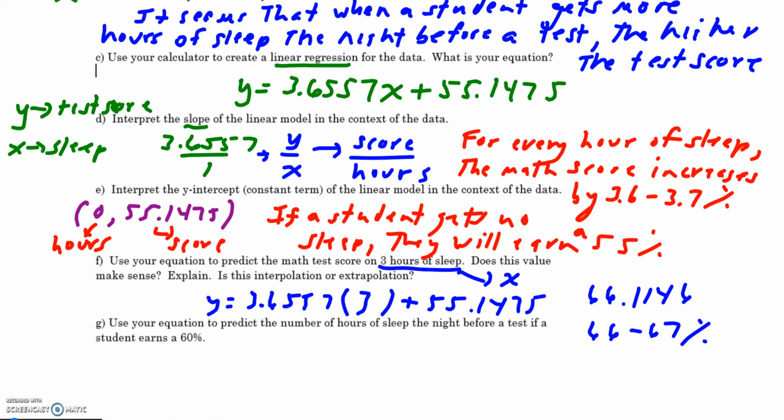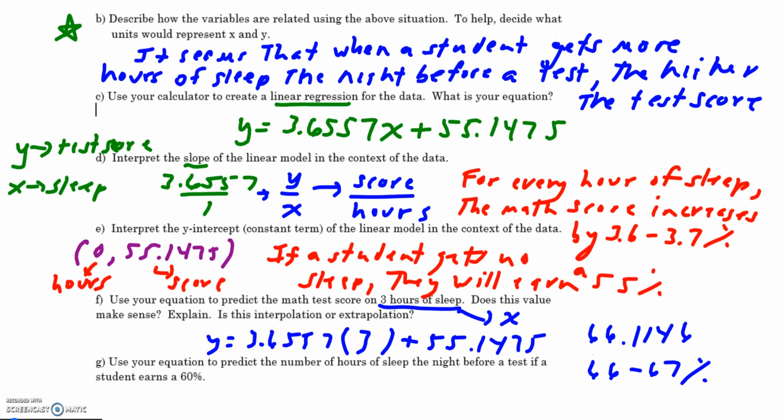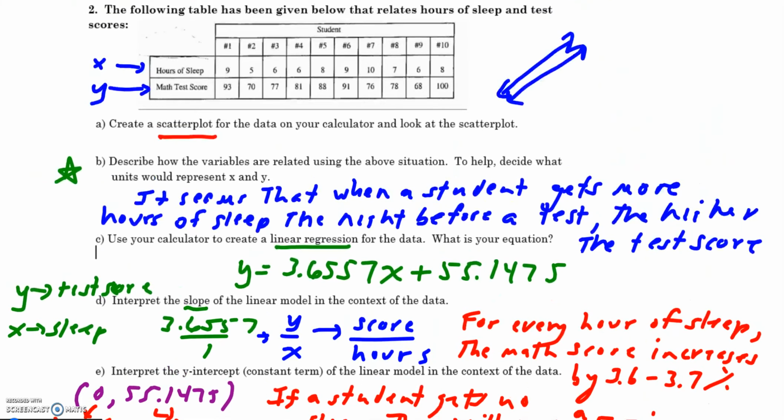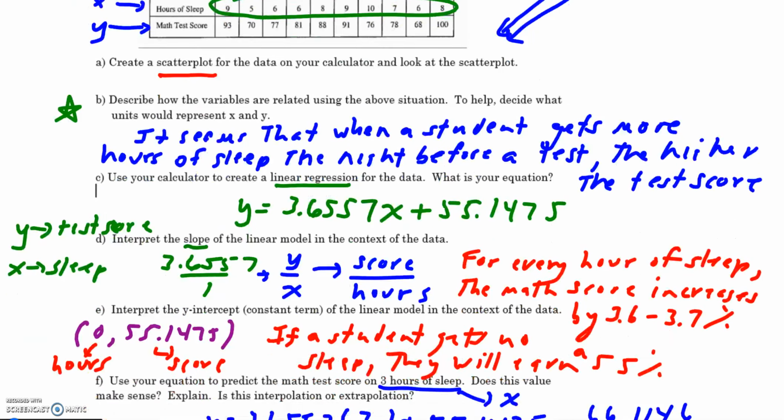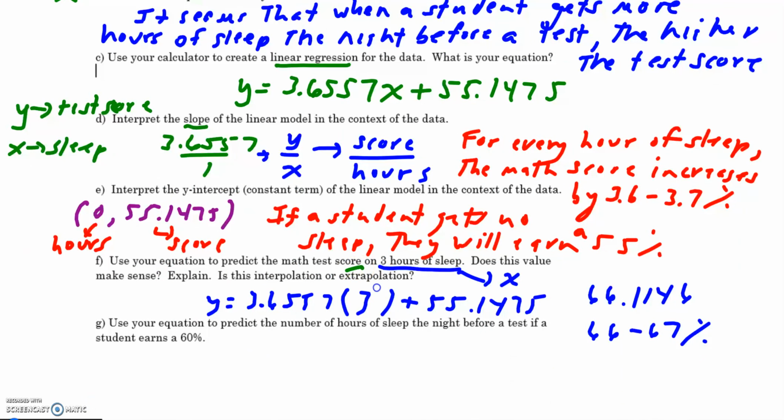And the other question, is this interpolation or extrapolation? Well, if we take a look back at the data here, the 3 is outside of the data set that we had originally. So between the two, I would say that this is extrapolation because the data is outside of the original set.